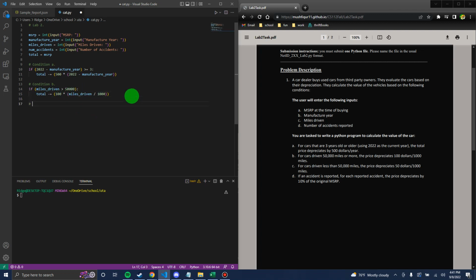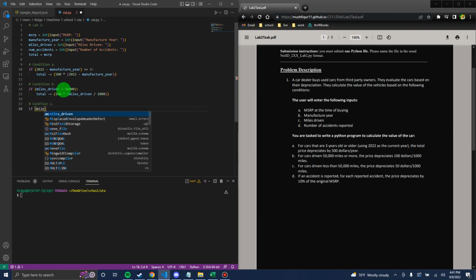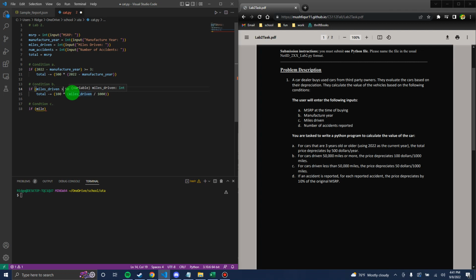Now condition C is going to be fairly exactly the same. So I'm just going to be checking. Oh, I actually made a little mistake here. I'm sure you guys were screaming at me from wherever you're watching this, but this should be greater than or equal to. But this is just if miles driven is less than 50,000. That is 50,000, right? Yeah.